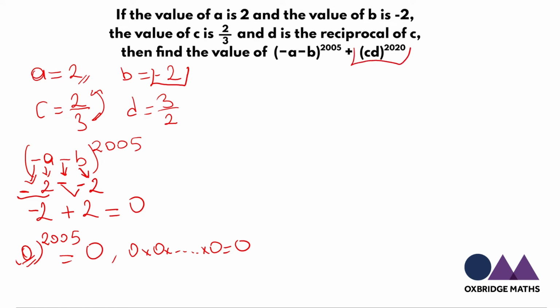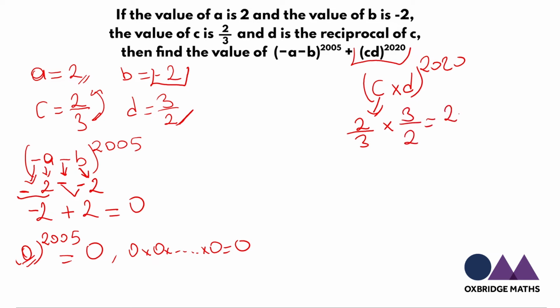Again, remember guys, if two letters are next to each other, the operation between them is times. This is C times D, to the power of 2020. The value of C is 2 over 3, and the value of D is 3 over 2. So the rule is the top times top, the bottom times the bottom. 6 divided by 6 makes 1.